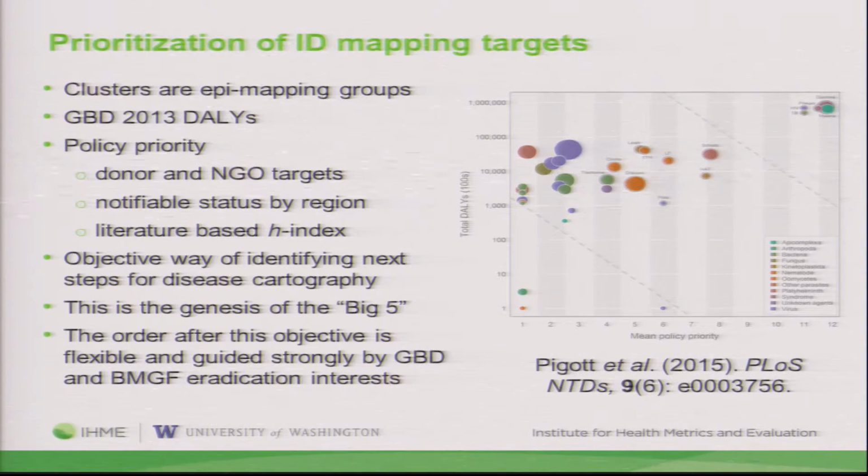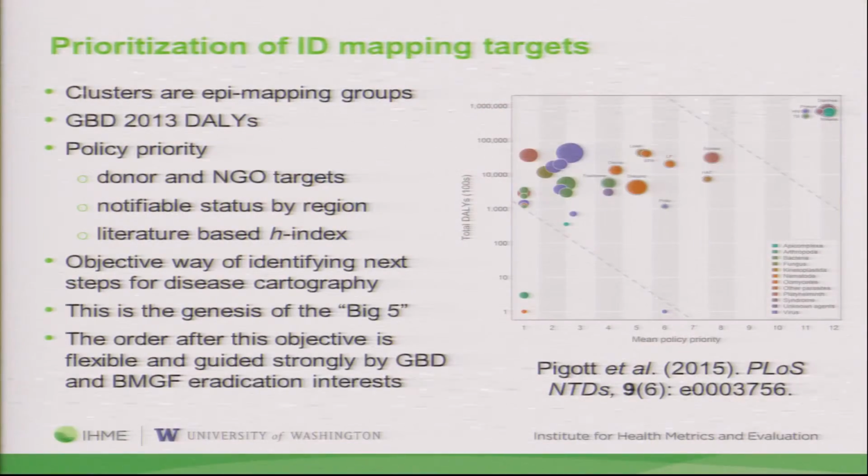So a DALY is a disability-adjusted life year, and for the purposes of this talk, it's simply a lifetime expectation of disease, of morbidity and mortality over a population attributable to a particular disease. So the more DALYs, the worse. Mean policy priority was an index that we came up with that looked at, for each of these diseases, whether they were on donor or NGO target lists, whether they're notifiable by status or region, and their literature-based H-index.